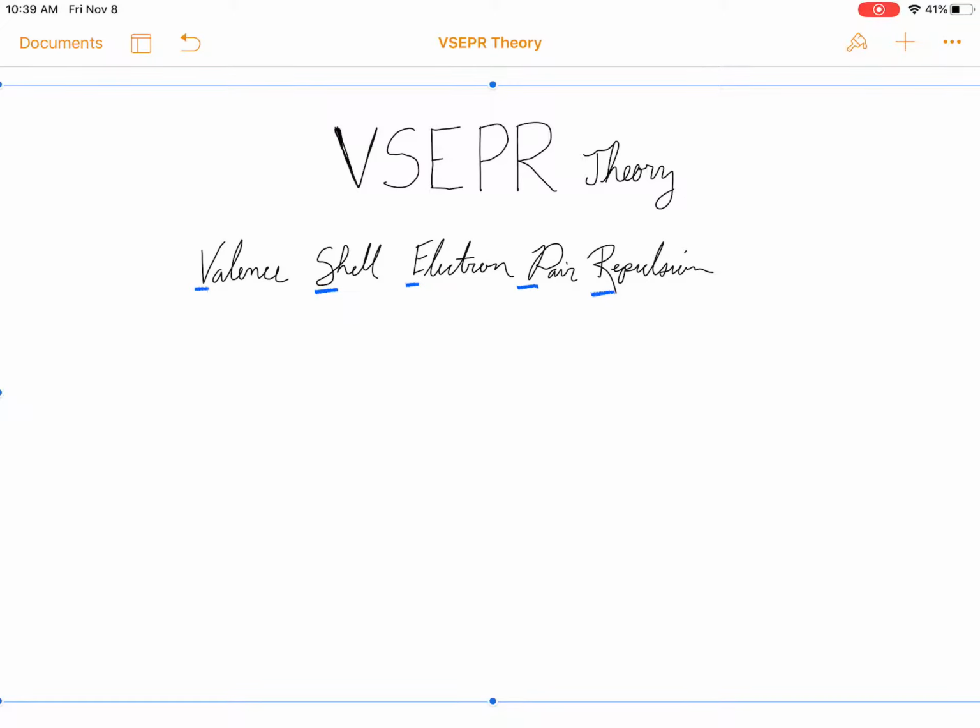I want to do a quick video on VSEPR theory. It's VSEPR, but people say "vesper." It stands for valence shell electron pair repulsion theory, and it is what it says it is. Essentially, it's just a theory on shapes, and all you have to know is that electrons repel each other. So all electrons, all bonds, want to get as far away from each other as possible.